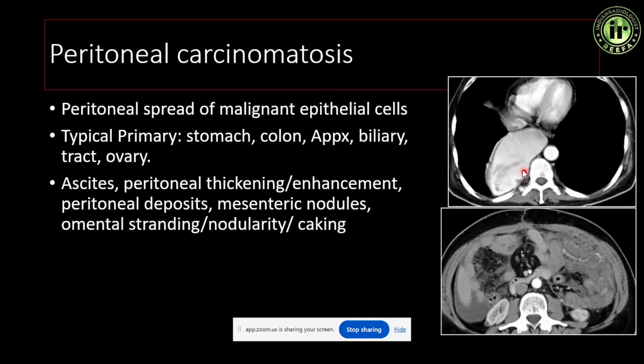So this is the example that we saw earlier. This is an operated case of a carcinoma stomach, and you can see a pull-through surgery there, and you see a lot of nodular thickening of the greater omentum and some ascites there.